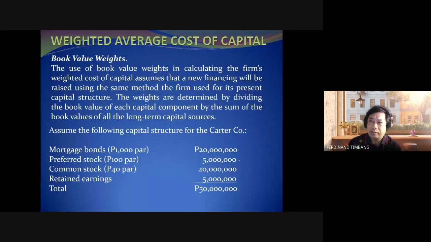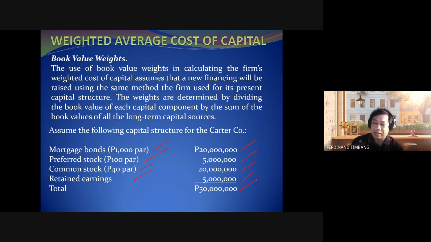To compute the weighted average cost of capital, there are two ways. One is the book value weights, the other is the market value weights. When we say book value weights, the figures come from your balance sheet because they were already recorded in your books. In your balance sheet, you can see the mortgage bonds at 20 million, the preferred stock at 5 million, the common stock at 20 million, and the retained earnings at 5 million. So the total is 50 million.